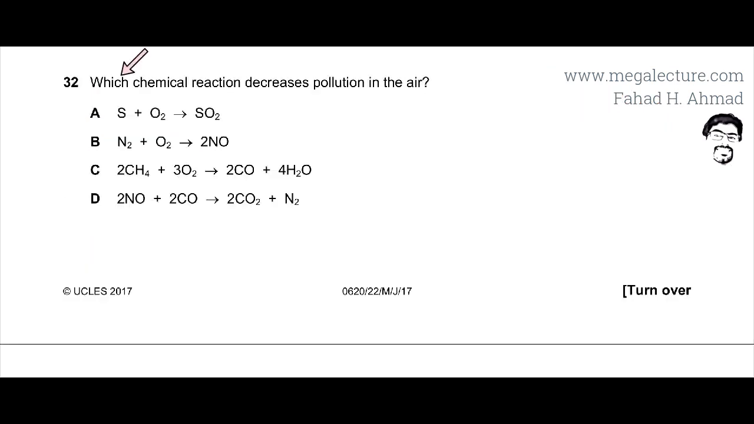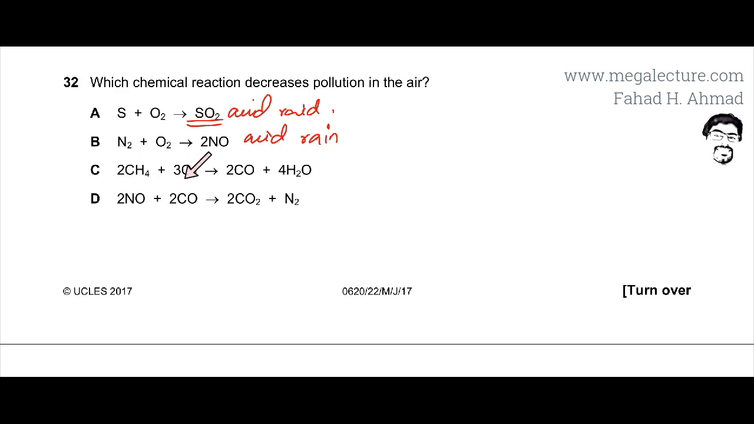The following question reads that which chemical reaction decreases the pollution in air? So the first reaction, SO2, is a pollutant. It causes acid rain. So that's not decreasing pollution. The second reaction is producing nitrogen monoxide, which is also going to cause acid rain. So that's also not decreasing pollution.